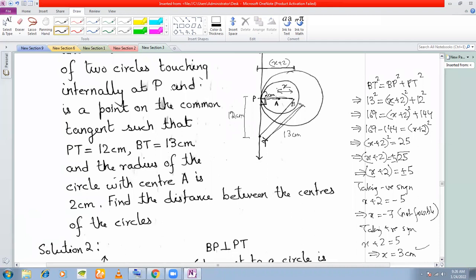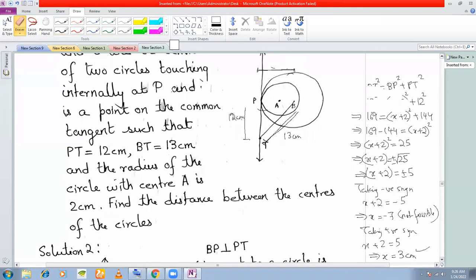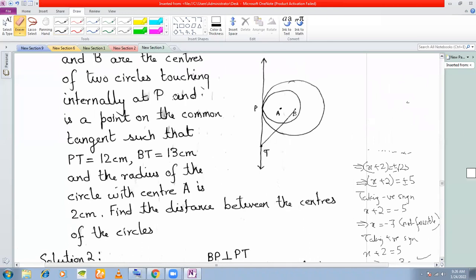Okay. So I have used two theorems here. What is the first theorem that I have used? That the line joining the centers must pass through the point of contact. So this must be a straight line, right? And the other theorem that I have used is that the radius and tangent must be perpendicular, that this angle must be 90 degrees. Okay. Fine. So let's proceed with the next question.